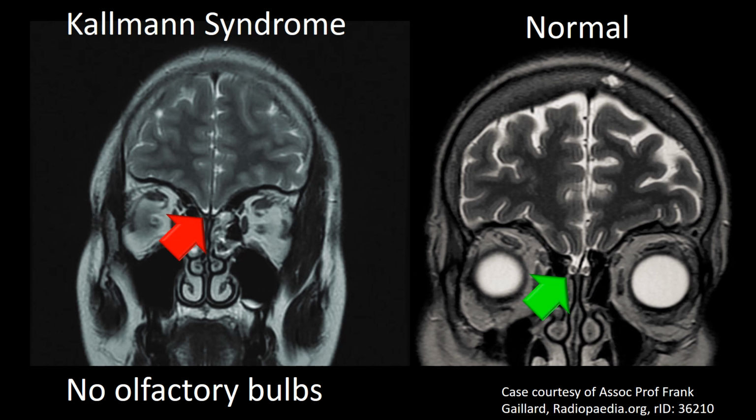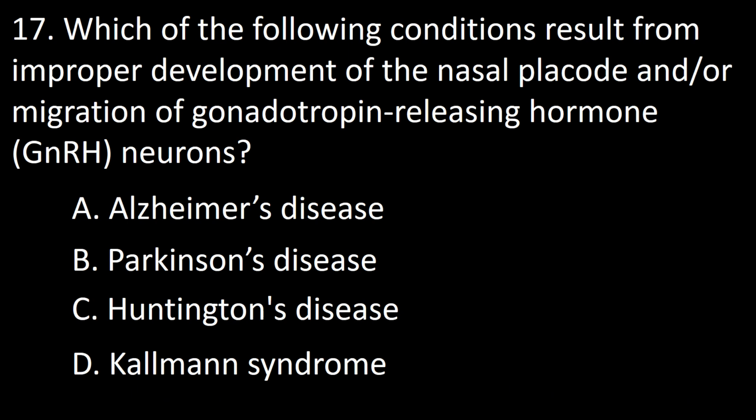The MRI of patients with Kallmann syndrome often lacks olfactory bulbs and tracts, as you can see in this frame. Here, the red arrow indicates the absence of, whereas the green arrow the presence of, olfactory tracts. So the answer to this question is D.